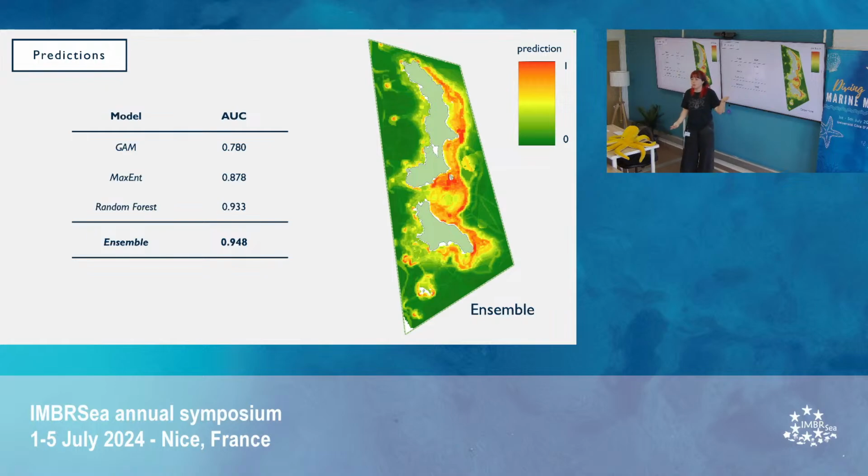So what I did have was abundance, which can counteract this, but Maxent can't do abundance. With the GAM, I was able to do an abundance model and a presence-absence model, but you can't always include abundance. But yes, the absences, you're never sure.